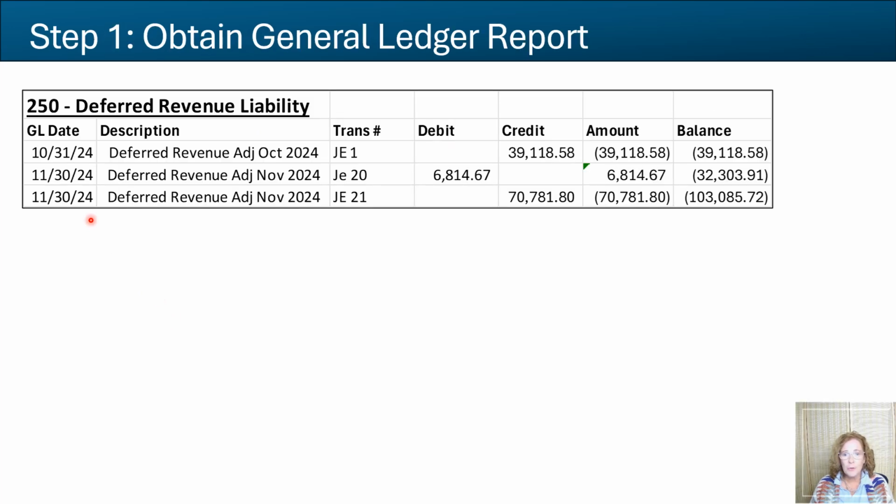So this is our general ledger report for November. It shows the October deferrals for November 2024 to April 25 on the first line for $39,118.58. Then on the second line in November, we are now releasing part of the October accrual that we had recorded for November 2024 for $6,814.67. And on the third line, we're recording the deferrals for the November invoices of $70,781.80, which are for December 2024 to May 2025.